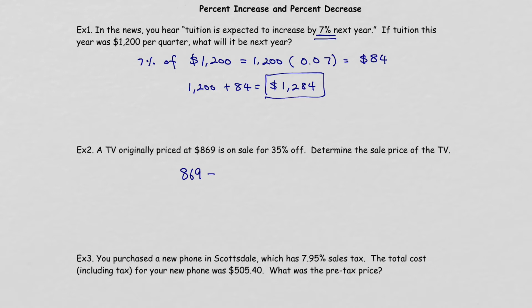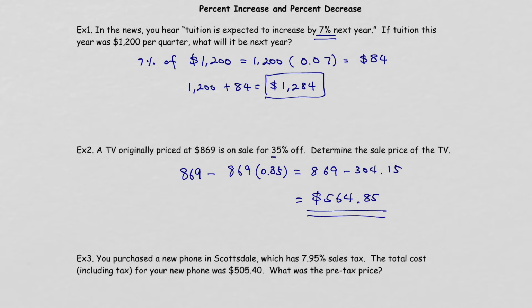You're going to multiply those two numbers, right? 869 times 0.35. This will give you 304.15. So 869 minus 304.15 is 564.85. So that's going to be the price after the discount, subtracting 35% of the original price.